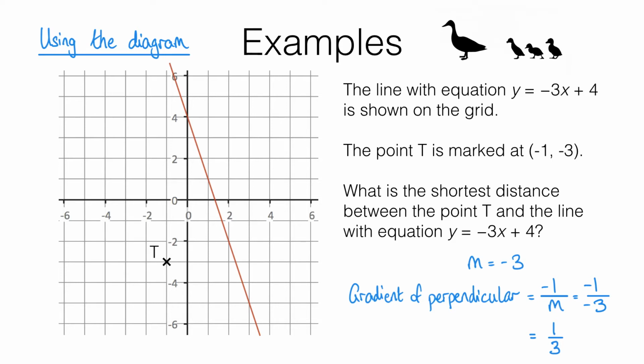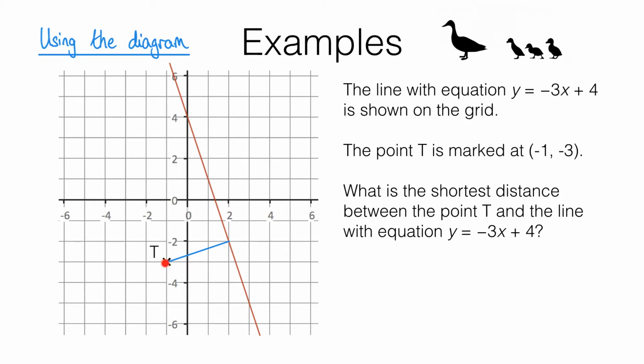Drawing a line with a gradient of 1/3 through T, we get something that looks like this. Notice these lines here are at right angles. The distance we're interested in is simply this bit here. This is the shortest possible distance from T to the red line. So let's just focus in on this bit here.